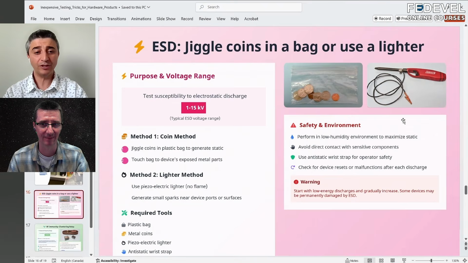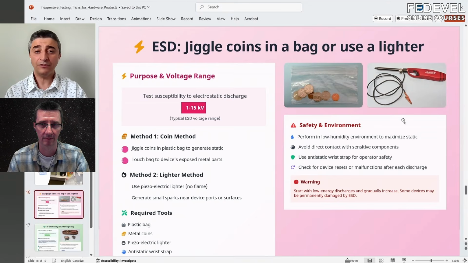There's another one basically. You can use a lighter. If you have a piezoelectric lighter, just to cause that ESD event, you can go across a port like a USB port or an Ethernet port, and try to shock the design. This has been published a lot, and there are many people doing it online.